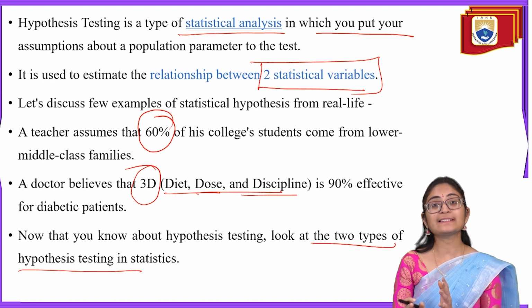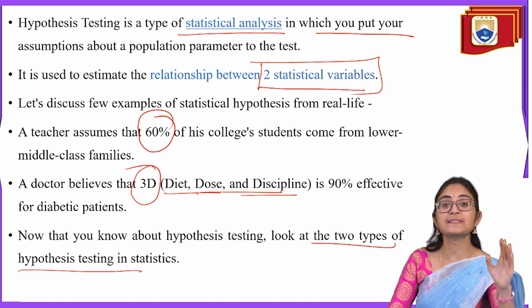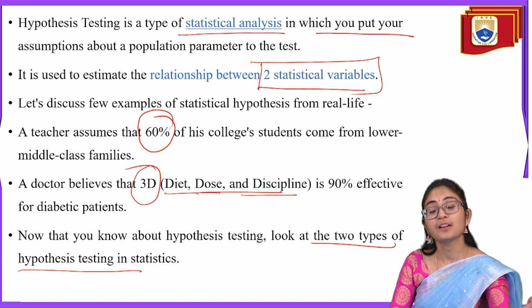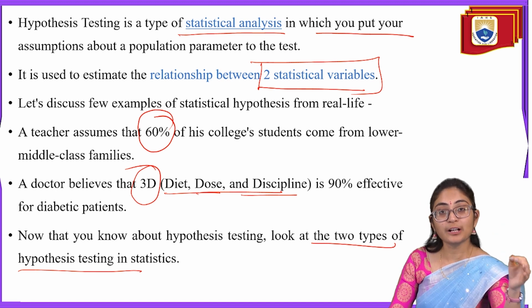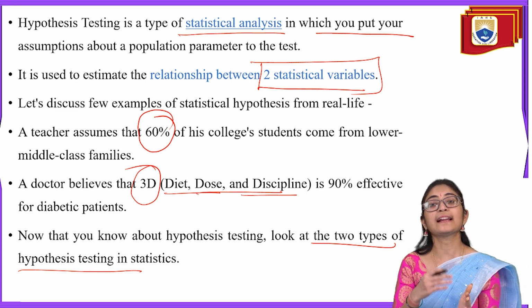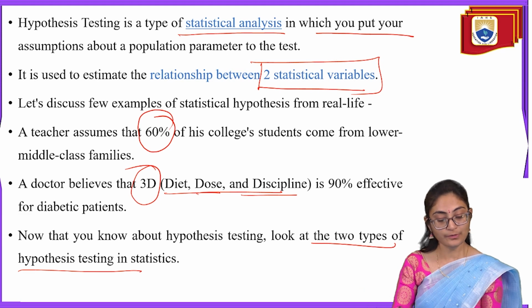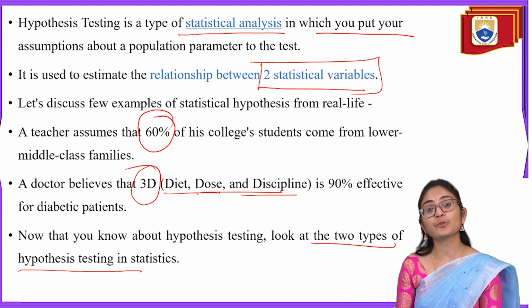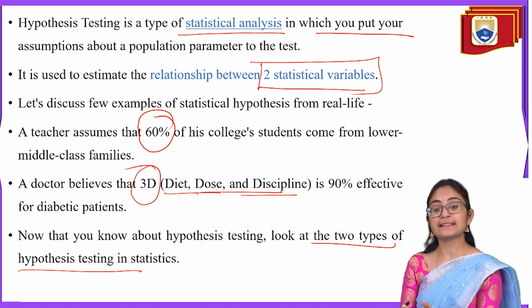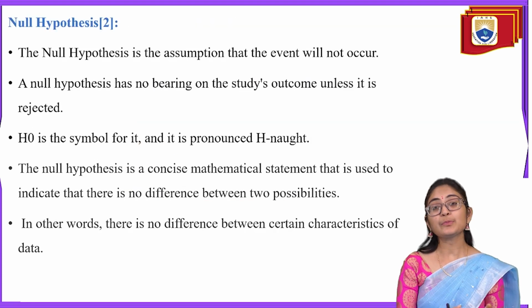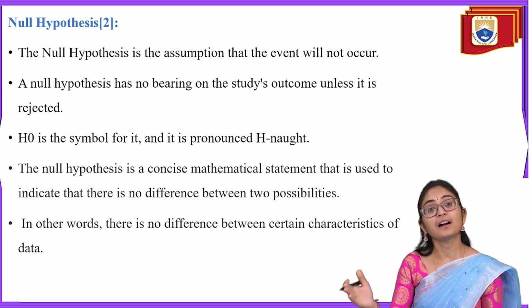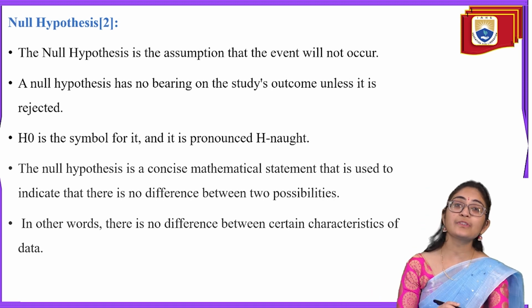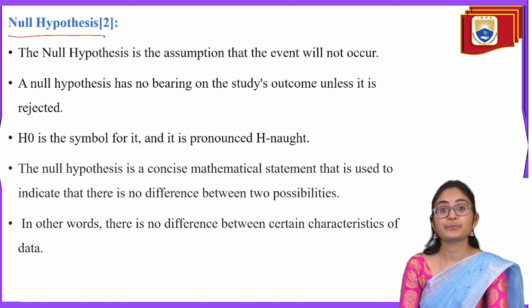We have seen two examples. A teacher assumes that 60% of college students are from lower middle class families, and a doctor believes that 3D is 90% effective for diabetic patients. On that basis, there are two types of hypothesis: the null hypothesis and the alternative hypothesis. First we will see the null hypothesis.